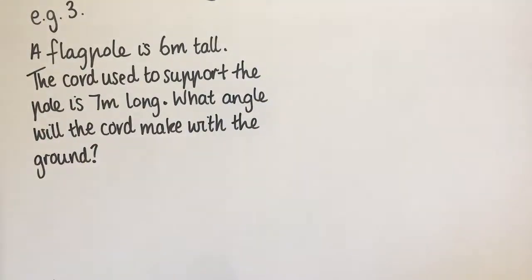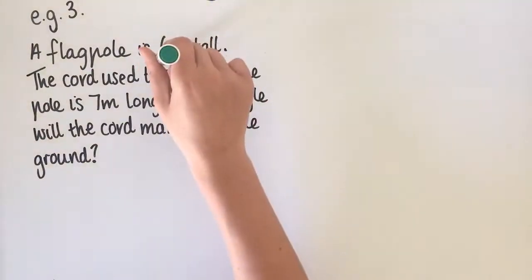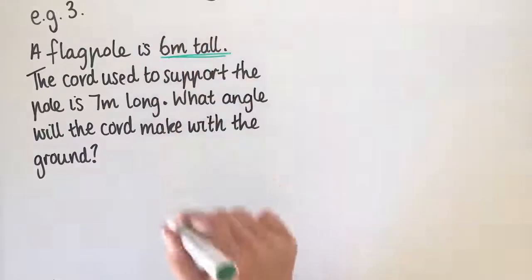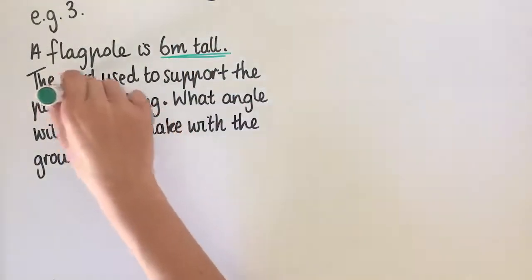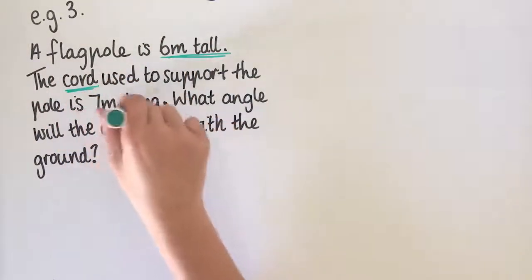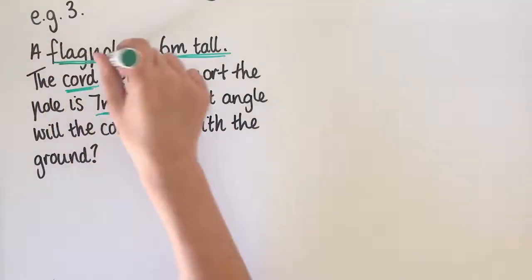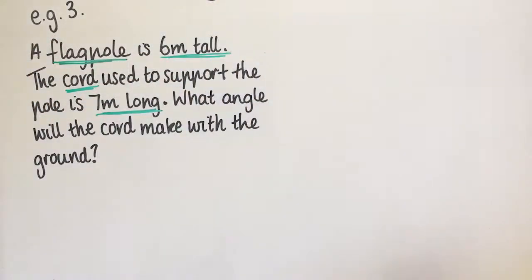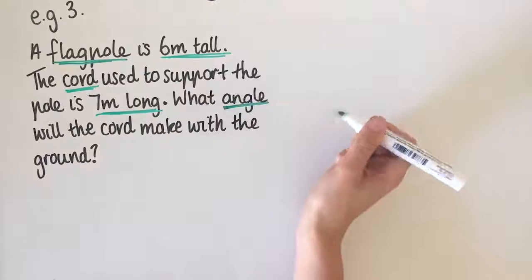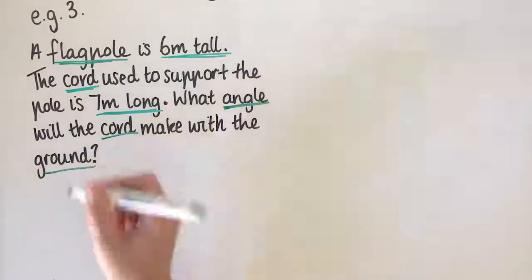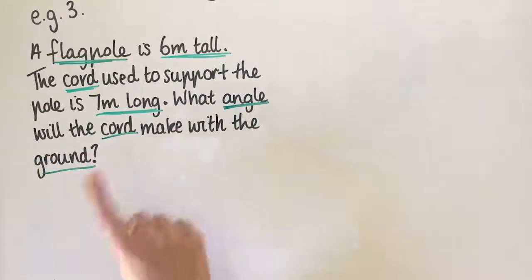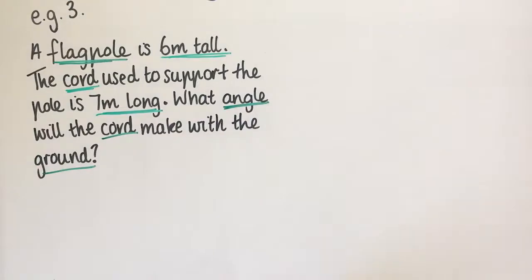So again, selecting key information. We've got a flagpole that's 6 meters tall. We've got a cord that's 7 meters long. Okay, so I should specify that the flagpole is 6 meters. The cord is 7 meters long, and we need to find the angle that the cord makes with the ground. That's very important, so we know which angle we're trying to find.